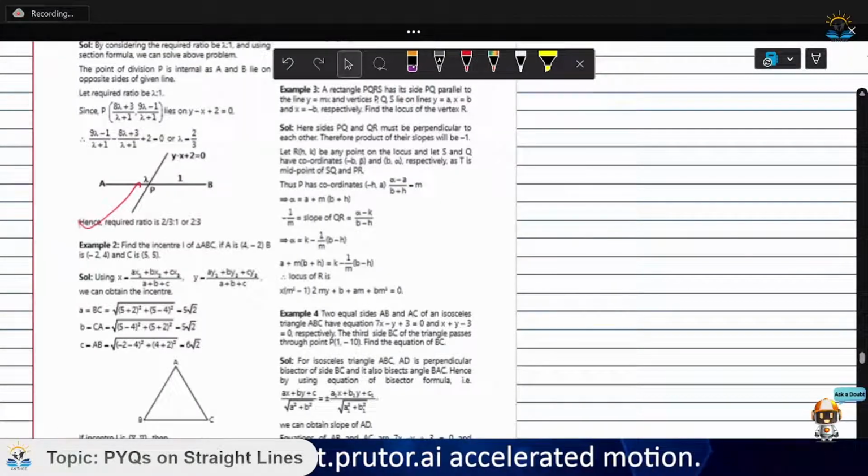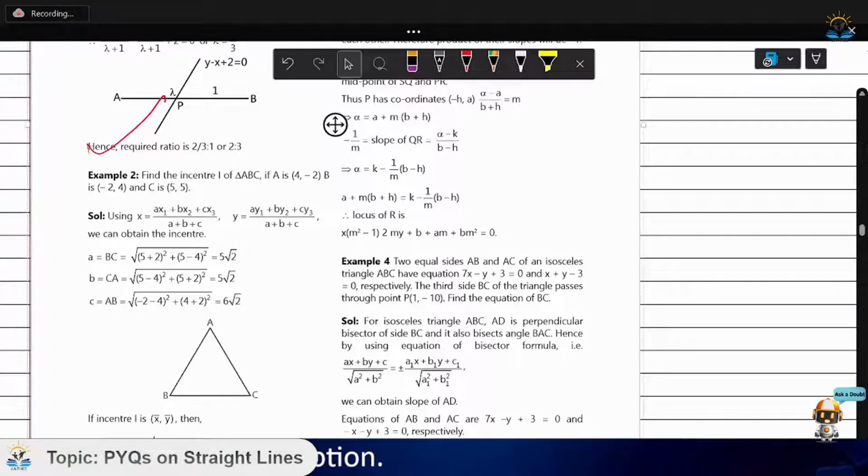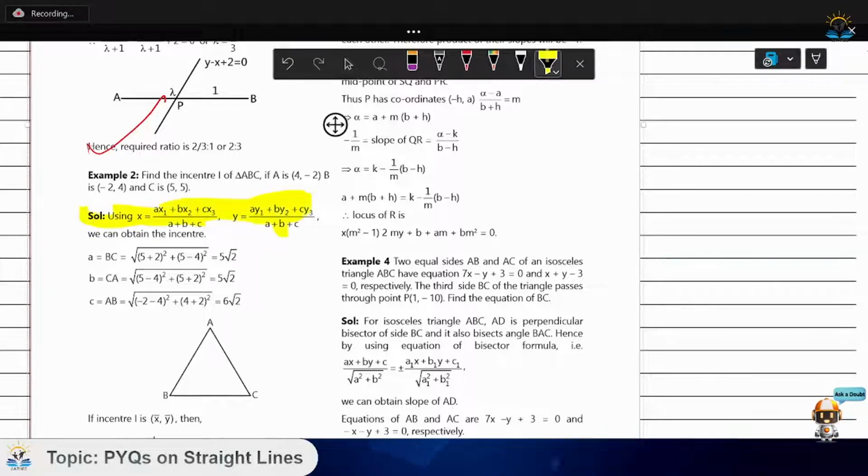Next question, let's read it through. Find the incenter of the triangle ABC if A is 4 comma minus 2, B is minus 2 comma 4, and C is 5 comma 5. We know the formula for the incenter. I'll highlight it for you guys. This is the incenter formula. This you'll have to remember a bit.